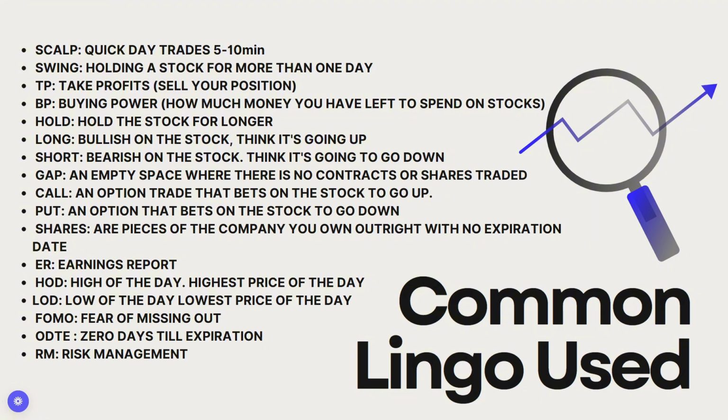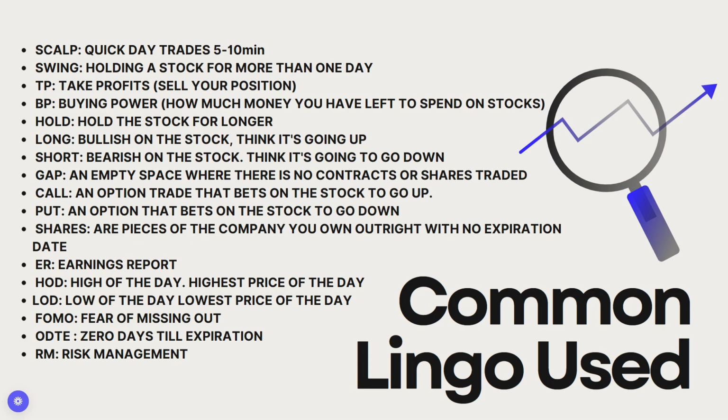Next, we have buying power. Buying power is how much money you have left to spend on stocks. So if you load an account up with $500, you can only use that $500 for either buying shares, option contracts, or whatever it is. If you're day trading on a cash account, you can only spend whatever you have in your account for that day. So if I have $2,000 in my account, I can only trade that $2,000 until the next day when my funds settle again.